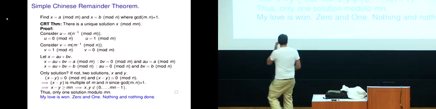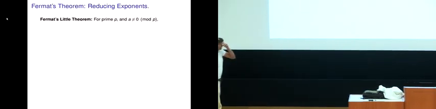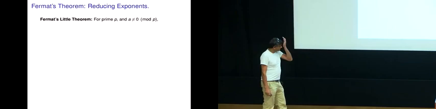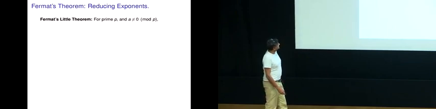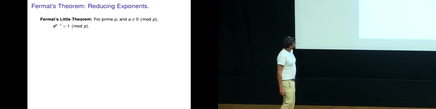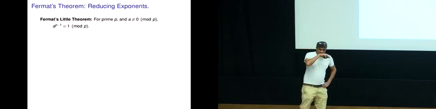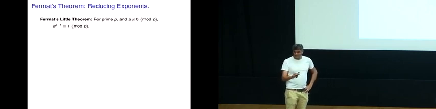But, so for a prime p and a not equal to 0 mod p, a to the p minus 1 is equal to 1 mod p. Again, beautiful proof, nice. You should understand it completely. You should be able to reproduce it.